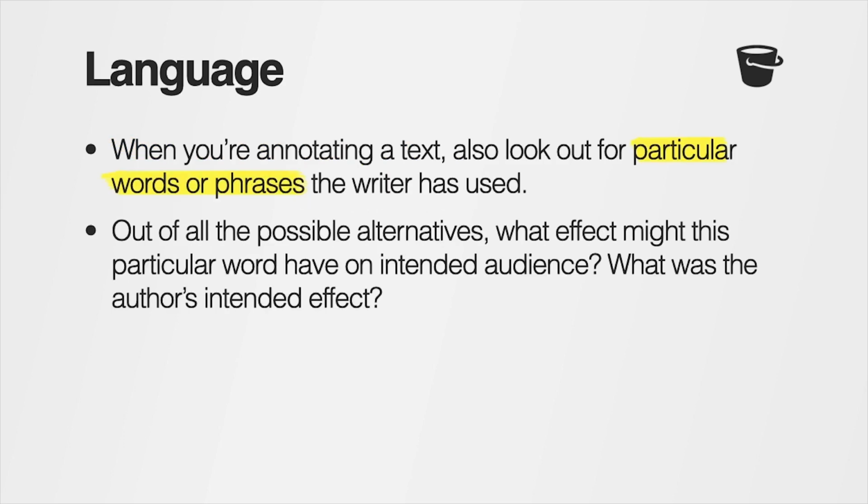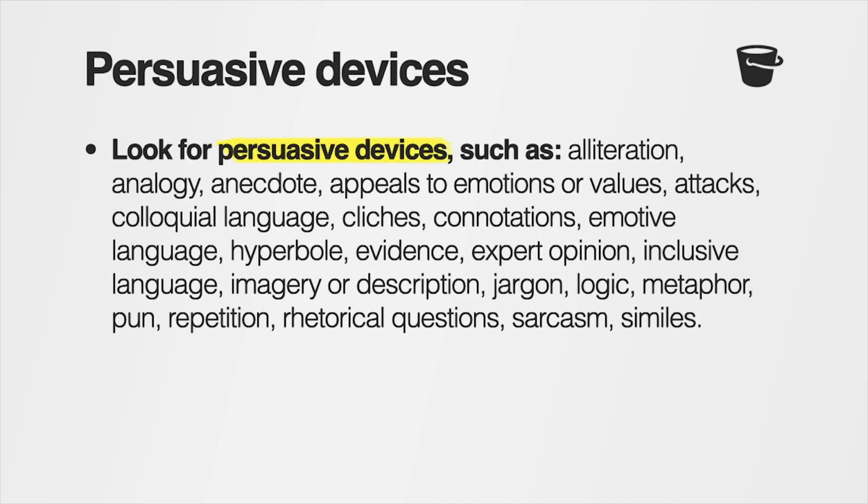When you're annotating a text, also look out for particular words or phrases the writer has used. Out of all of these possible alternatives, what effect might this particular word have on an intended audience? As you're reading, start to identify persuasive techniques. You've probably learned a lot about these language devices in class and know that each of them can persuade in different ways. In addition to identifying these techniques, consider how they are intended to influence a particular audience.